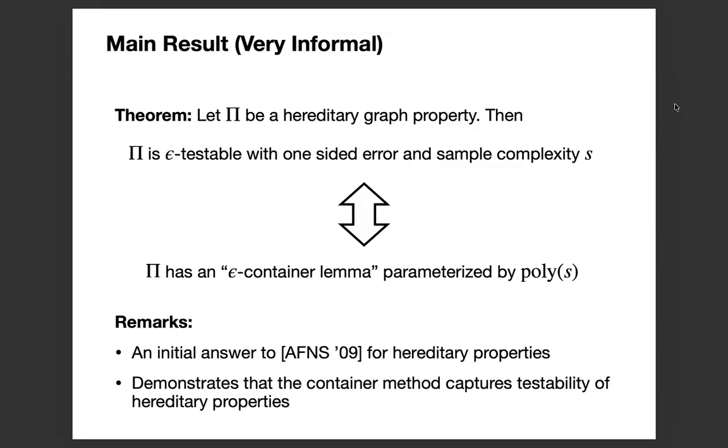This is an initial answer to that open problem, specifically for hereditary properties. We're trying to characterize the class of properties that can be testable with, say, poly 1 over epsilon. We're getting something more quantitative. Also, this demonstrates that the container method is capturing much more than independent sets. It's capturing testing of all hereditary graph properties.